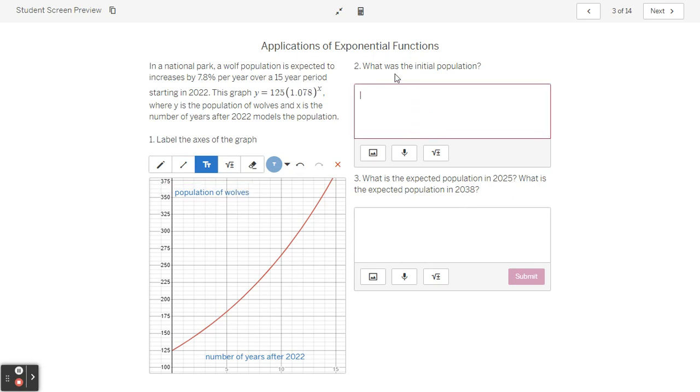So let's use this graph to determine what the initial population is. Initial population always happens on the y-axis when x is equal to 0. Now we notice that the y-intercept here is 125 and 0. So we can say that according to the graph, there are 125 wolves initially.